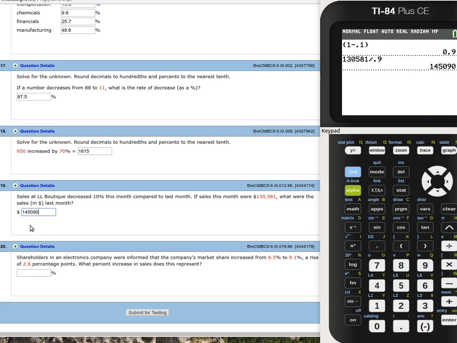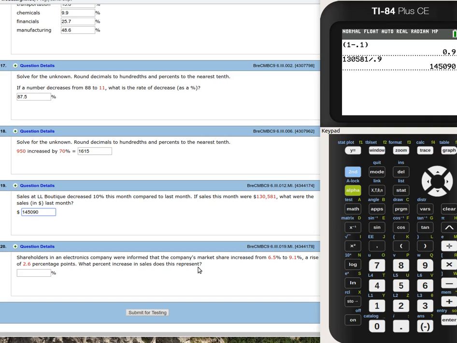And then for number 20, it says shareholders in an electronics company were informed that the company's market share increased from 6.5% to 9.1%, which was 2.6 percentage points. What percent increase in sales does this represent?